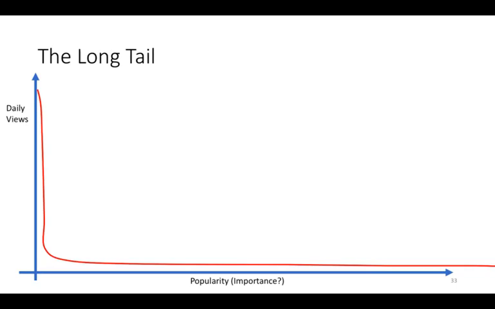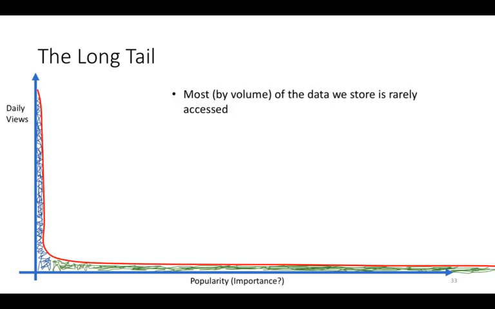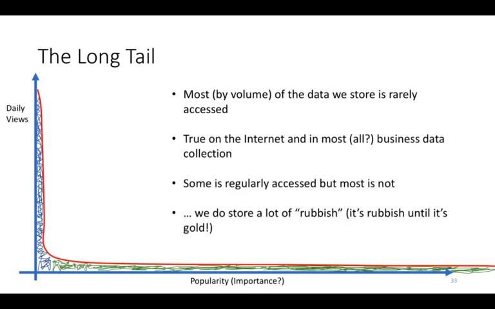The idea being that there's a few things that we look at a lot. There's a lot of things that we look at very rarely. And by volume, most of the data exists in the long tail. Most of the data, by volume, is stuff that we hardly ever look at. Some is regularly accessed, some is not, and we store a lot of rubbish until it's gold.